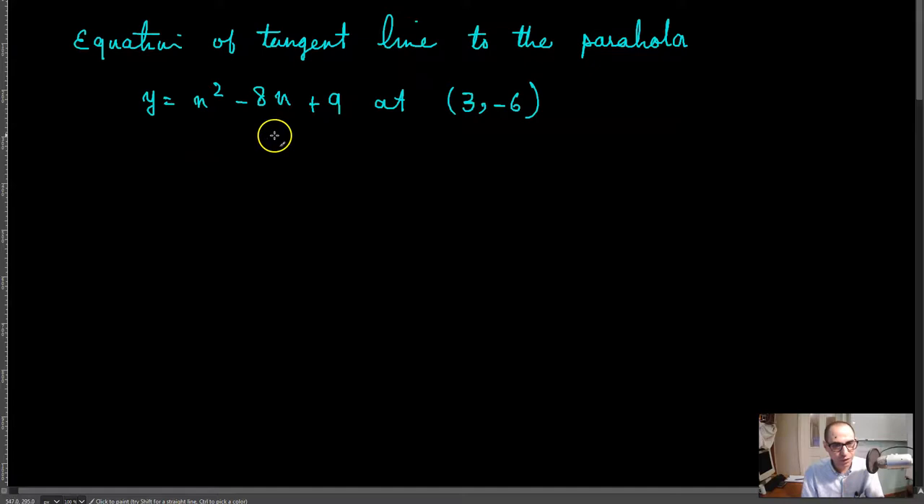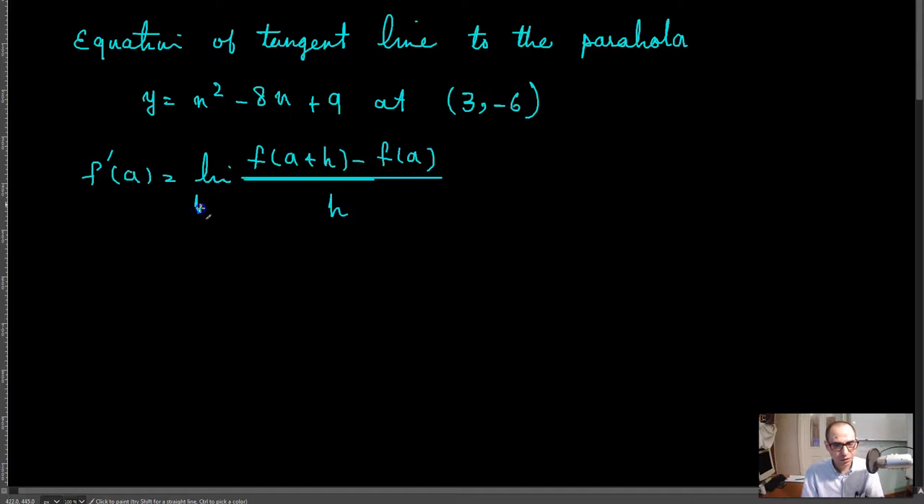So first we need to find the derivative of the function at x is equal to 3, for example, which means that we need to calculate f prime of 3, which is the limit of f of, or in general we can say that f prime of a is equal to the limit of f of a plus h minus f of a over h as h approaches zero, right?